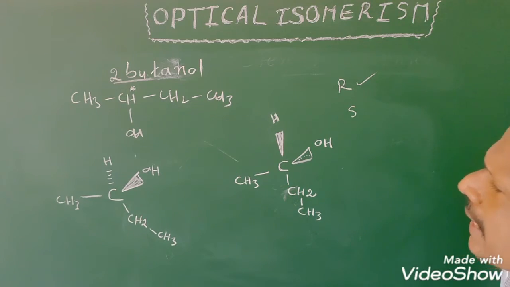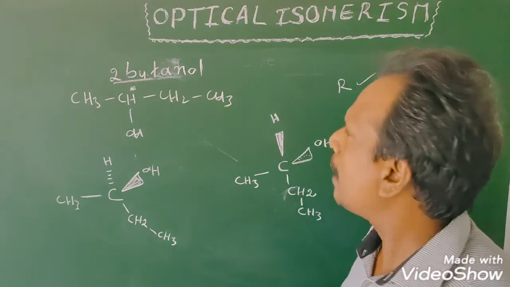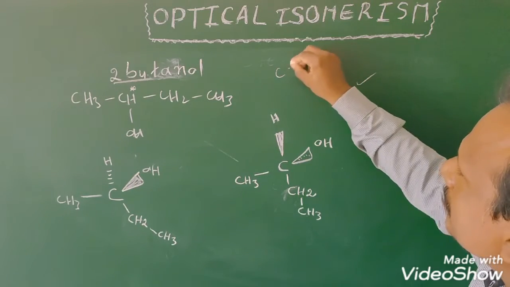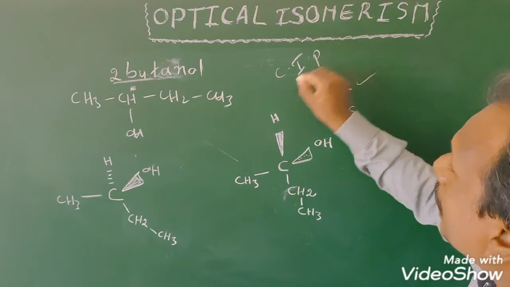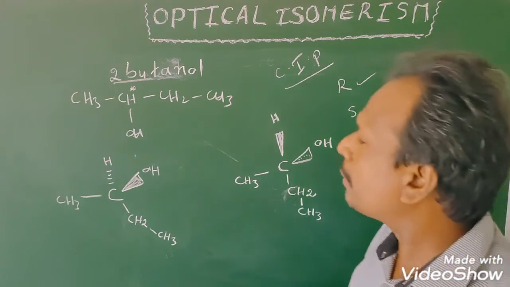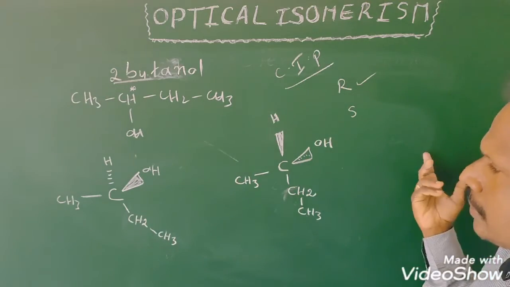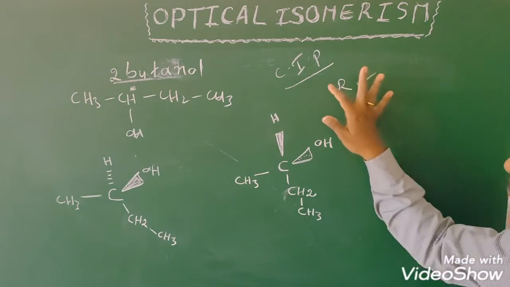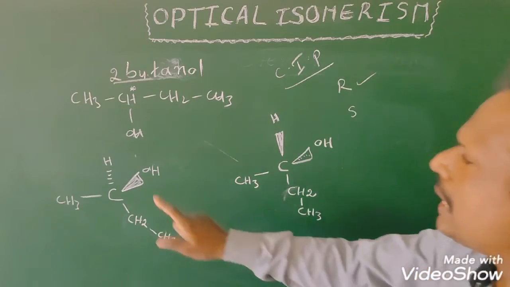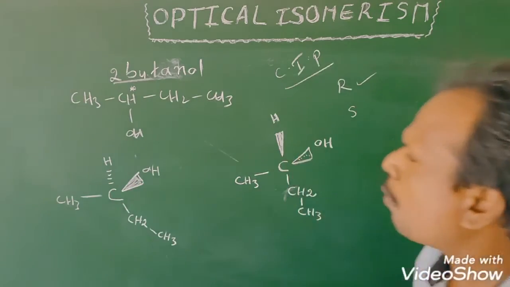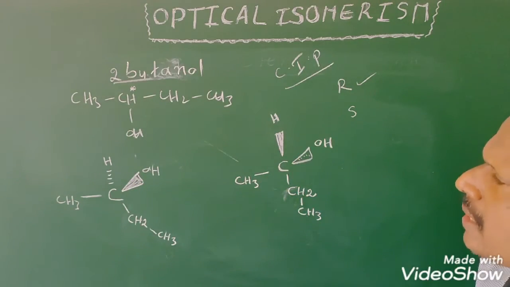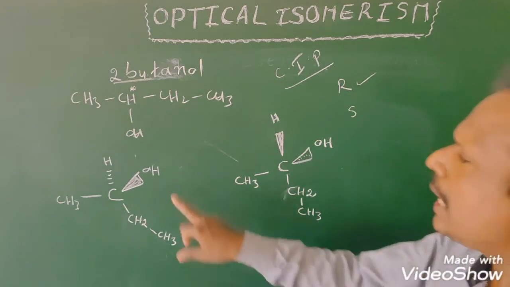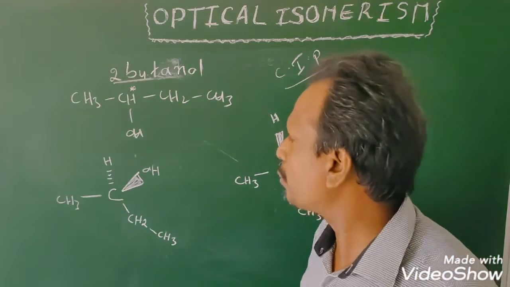How can you decide the chirality? With the help of CIP rules. To decide the chirality of a chiral carbon, every chiral carbon is R or S. How can you decide? Using CIP rules. With the help of CIP rules, we label the four groups as 1, 2, 3, 4, depending upon certain rules. They are called CIP rules.